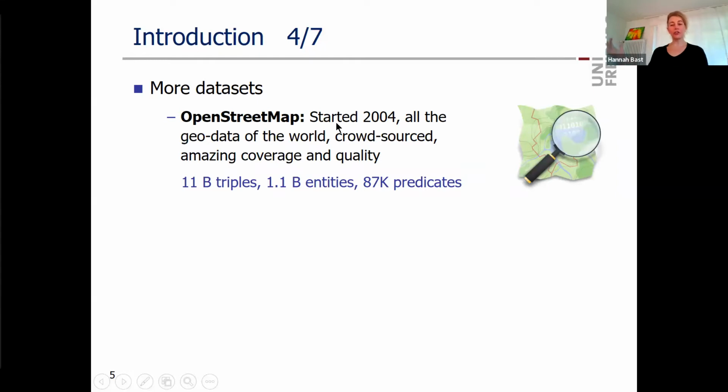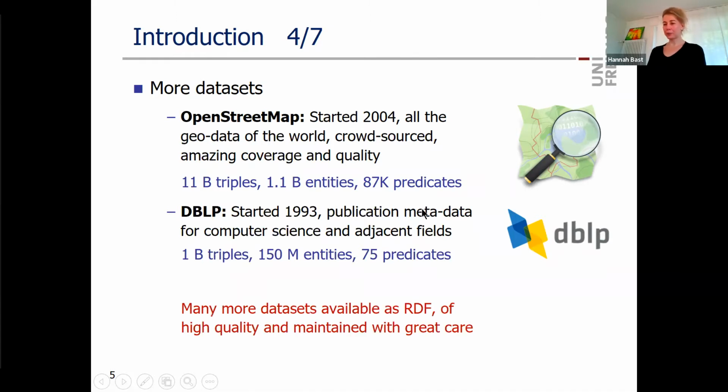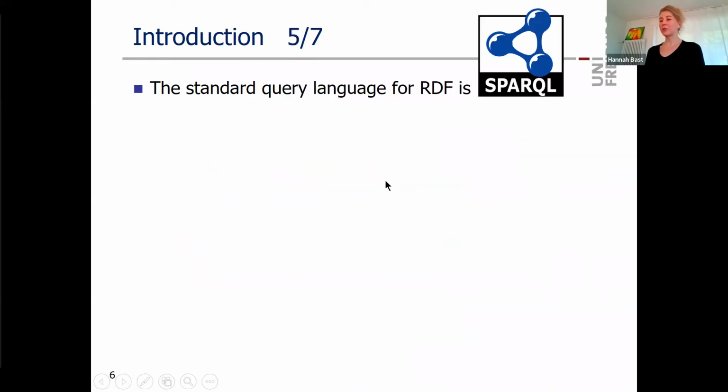OpenStreetMap, all the geodata of the world, streets, buildings, everything you see on maps, 11 billion triples, also crowdsourced. DBLP, a project I'm also involved in, all literature in computer science and adjacent fields, 1 billion triples. We will see all these later in the talk. Many more data sets are available as RDF of very high quality and, as I said, maintained with great care.